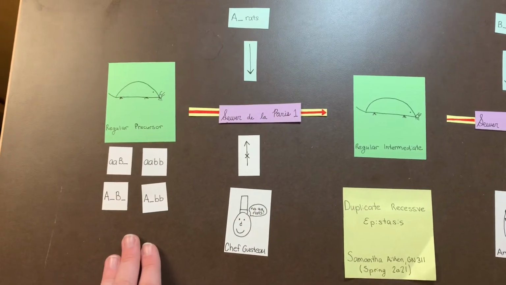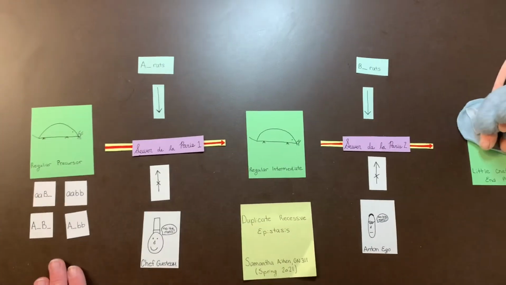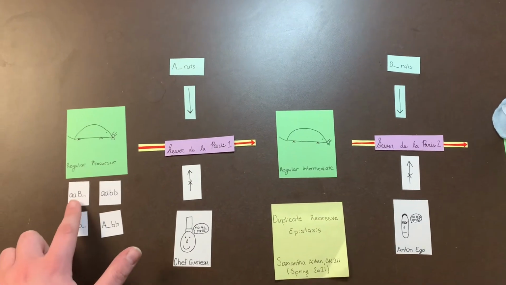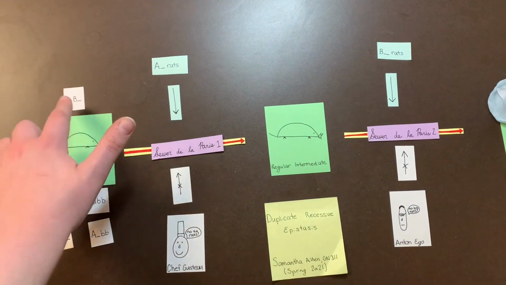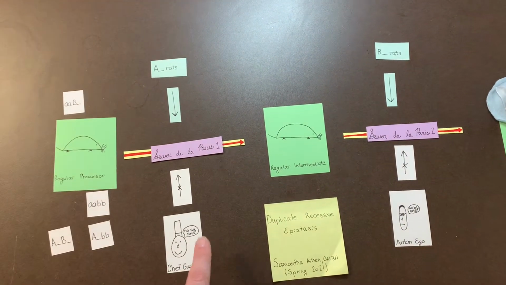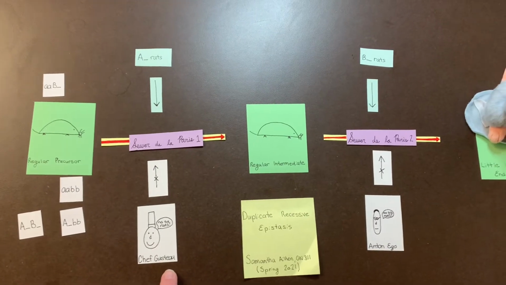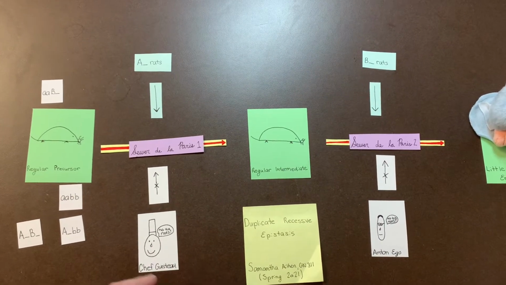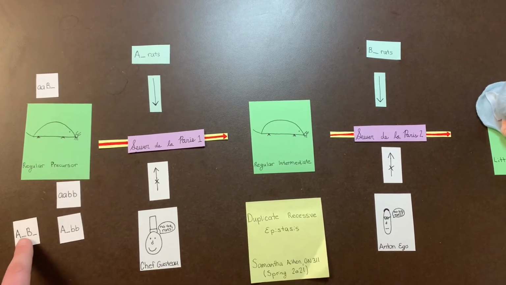Alright, so these are the genotypes that we're looking at, and I'm just going to go through the model real quick. So little a, little a will come here, and it's going to face its first test, but Chef Gusteau says that it cannot come through because it has 2 little a's. So unfortunately, its dream stops there.